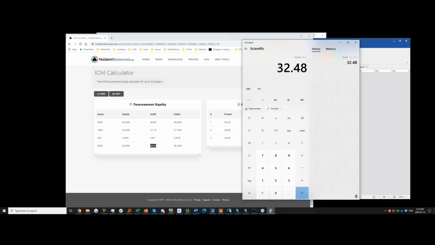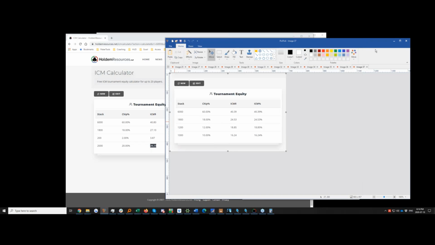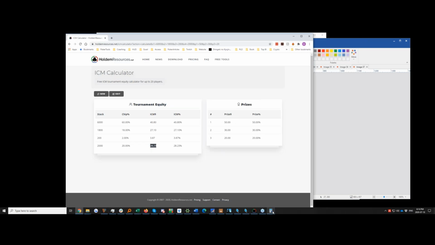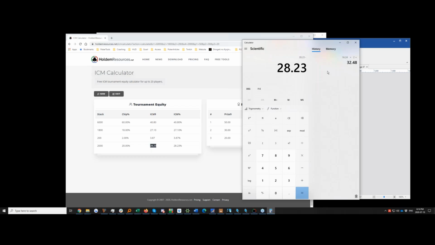28.23 minus 16.24. So in reality, you're only making about $12.